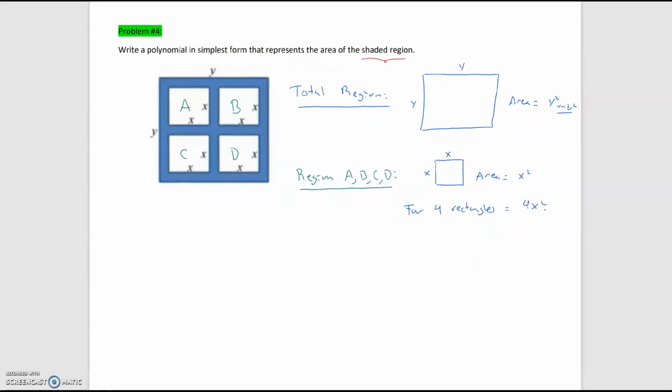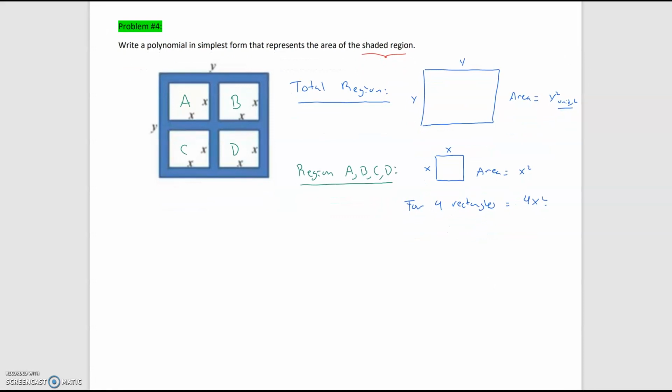Now, the important part here is to get the area of the shaded region. So let me rewrite it as total. So the total area of the shaded region can be expressed as the total region, in this case y squared, minus each of the squares, which in this case it'll be 4x squared, and technically it'll be units to the second power.